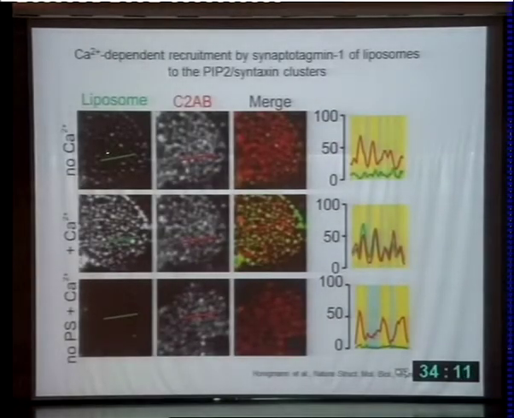Let me show you here. We have done experiments. For instance, here we used membrane sheets with syntaxin PIP2 clusters. These are native membranes. You can add either the full C2AB domain, or only the C2B domain. Then you add liposomes from the outside, and you see that the liposomes are recruited by synaptotagmin to these clustering sites, which is direct evidence that they can do the job. They can bind, and they can recruit liposomes to these sites.